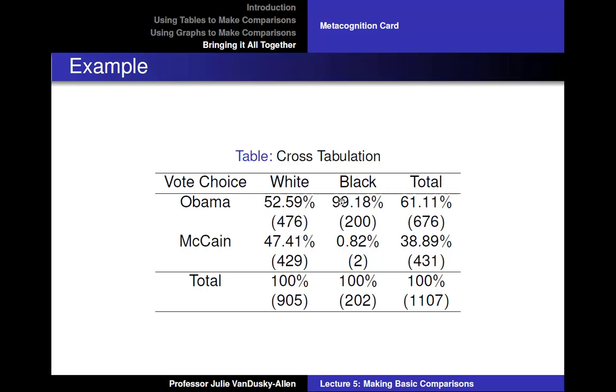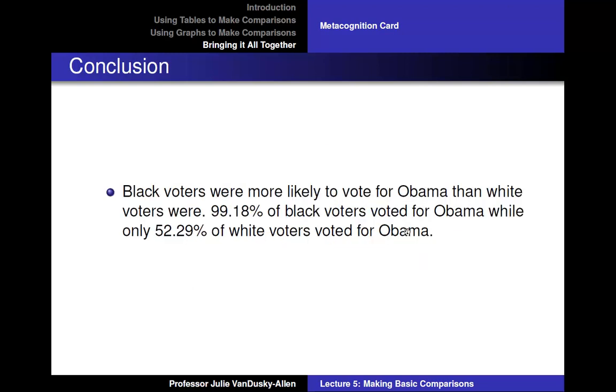Then I compared across the rows to see if non-whites were more likely than whites to vote for Obama, which is what my hypothesis suggested. Based on the results, I can conclude that black voters were more likely to vote for Obama than white voters were. 99.18% of black voters voted for Obama, while only 52.29% of white voters voted for Obama.